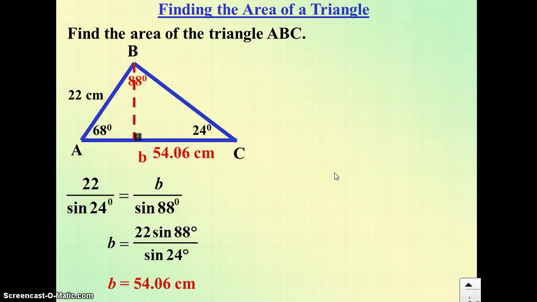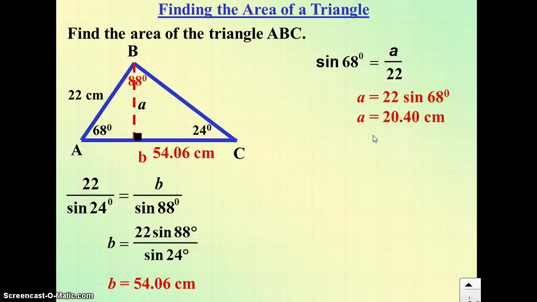Now recall, to find the area of a triangle, we need to know the height, or the altitude. So that always meets the base at 90 degrees. I can draw that in my triangle. I can solve for A from 68 degrees. I know that altitude is opposite. I know the hypotenuse is 22, so using a simple trig ratio of sine, we get this equation and we solve it for the altitude. So I now know the altitude is 20.40 and the base of the triangle is 54.06.